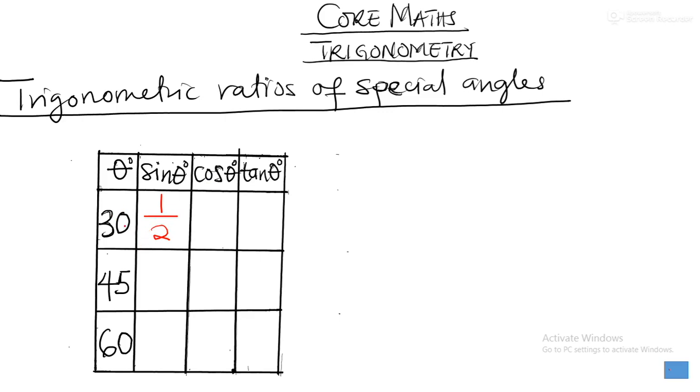Then what of cos 30? We got cos 30 to be what? Root 3 on 2. And then tan 30, we got it to be what? Root 3 on 3. Good. Then 45. So sine 45, we got what? Root 2 on 2. Then cos 45, it's also the same thing. So we are getting root 2 on 2. And then tan 45, we got what? 1.